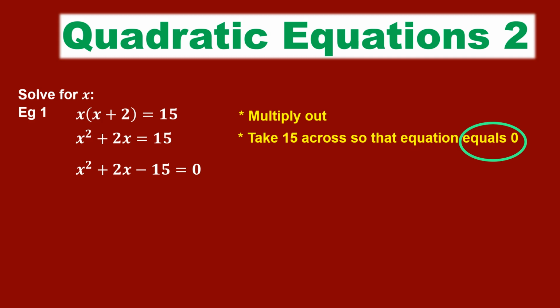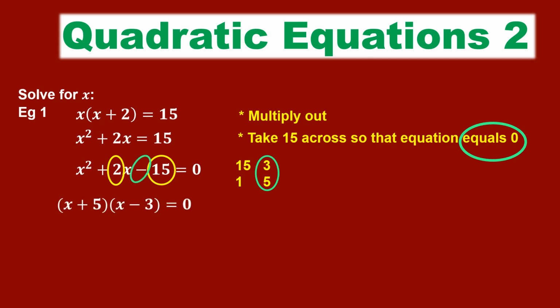We need our factors of 15, which are 15 and 1 or 3 and 5. We need the combination that will subtract to give me 2. So 3 and 5 is the combination that will subtract to give me 2. So our brackets will have a 3 and a 5. Now that second sign is negative, so my signs are different. And that sign will go to the bigger number. So x plus 5 and x minus 3 is equal to 0.